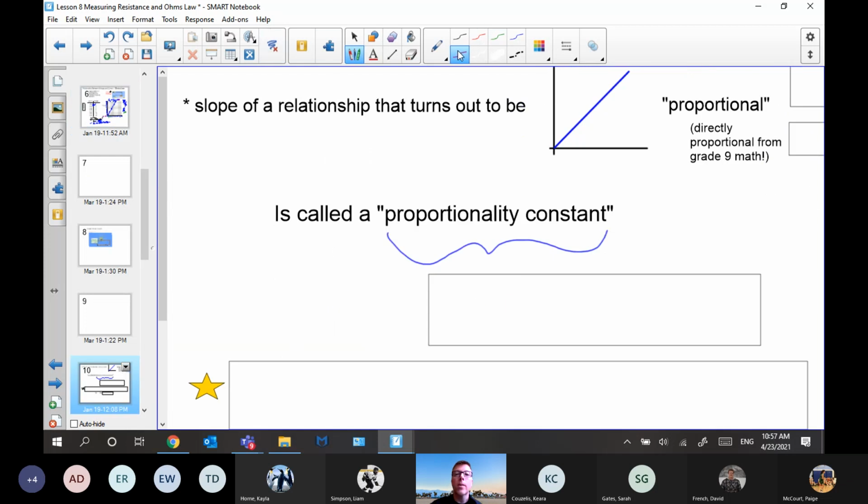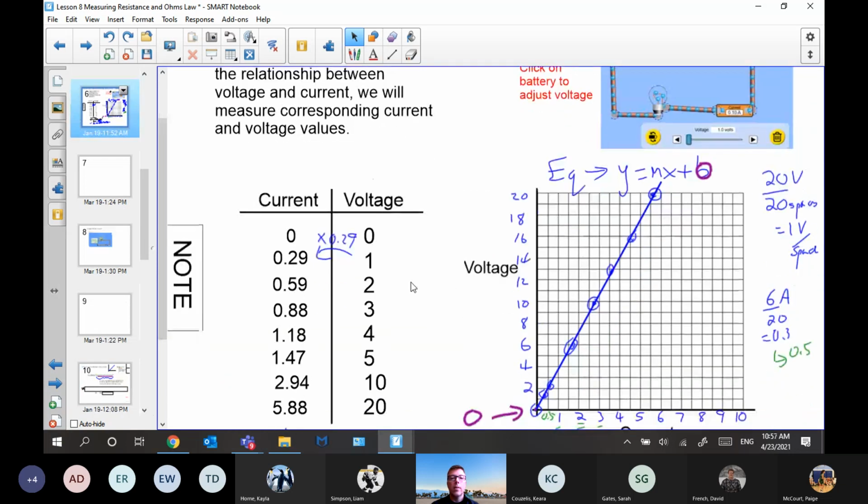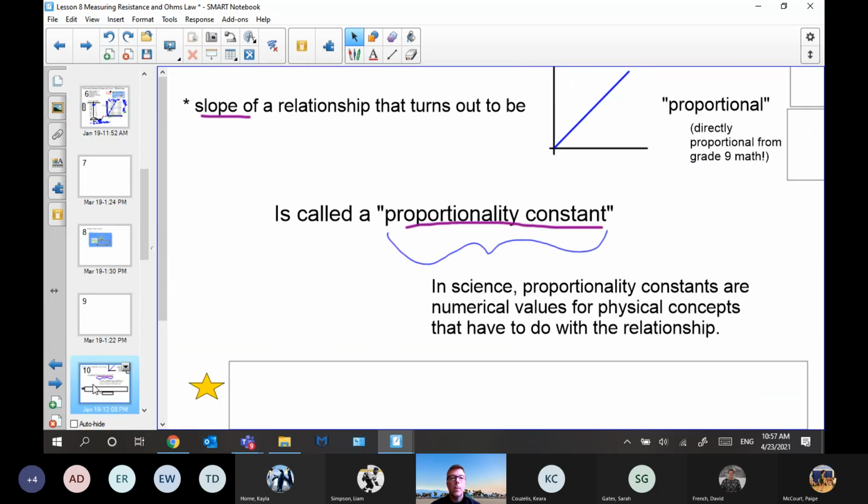I want to emphasize here, the slope of a relationship is called a proportionality constant, right? It's the number that sort of relates the two variables, the x and y variables. And so in science, proportionality constants are number values for physical concepts that have to do with a relationship. So in this case, the physical property of a material that determines how much current will flow for a given voltage is what? What's the physical property of a material that determines how much current will flow if you put a voltage on it?